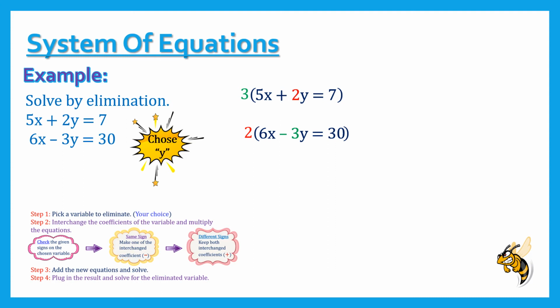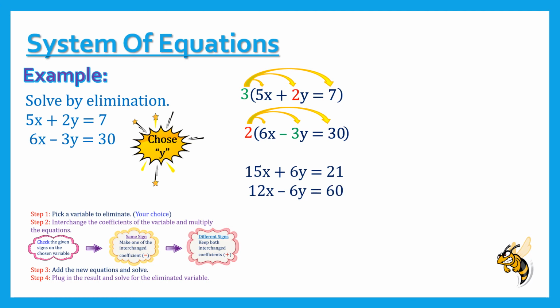So the 3 goes to the top and the 2 goes to the bottom. Then we're going to distribute. So now I'm going to end up with 15x plus 6y equals 21. I'm going to distribute the 2 to the bottom equation, and it's going to be 12x minus 6y equals 60. And once again, if you notice, because I chose y, they became additive inverses. So when I add them, they disappear. They cancel out each other. Remember, we're always adding. So now I end up with 27x equals 81.